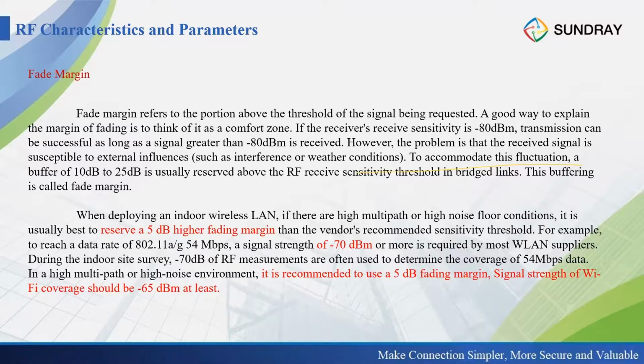Some people will ask, what will happen if the signal goes to negative 75? Actually, negative 75 is okay, but the speed is not that high, right? Because the Wi-Fi speed can be 11 Mbps, so the speed will be lower. And when there is other interference, they may have a very bad experience. So the recommended coverage signal is negative 65.